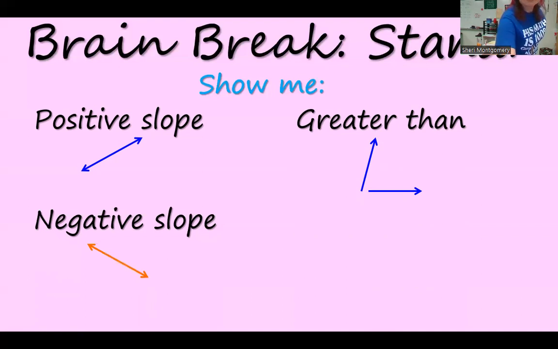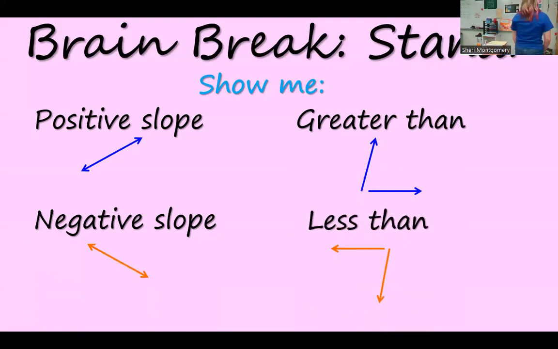When we shade less than, you are shading in the negative parts of your x and y. So negative x is that way, negative y is that way. So we shade down and we shade to the left. These are where the negatives are. So those are less than.